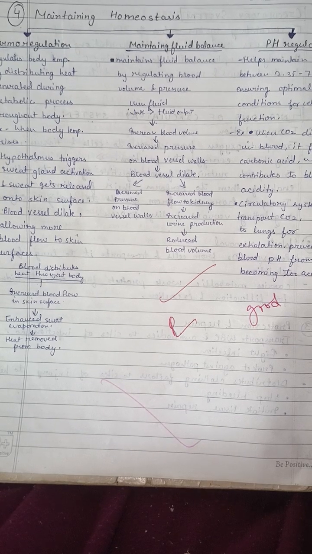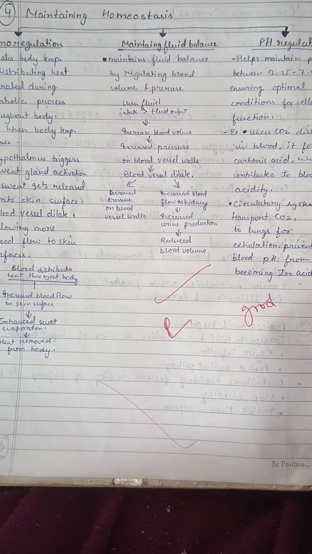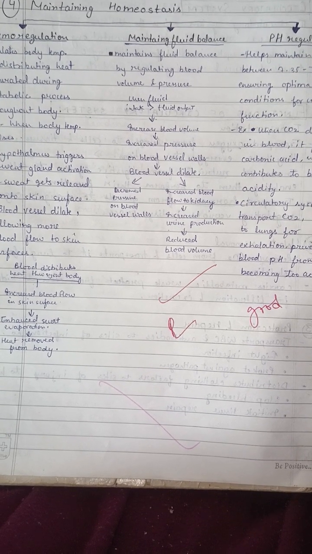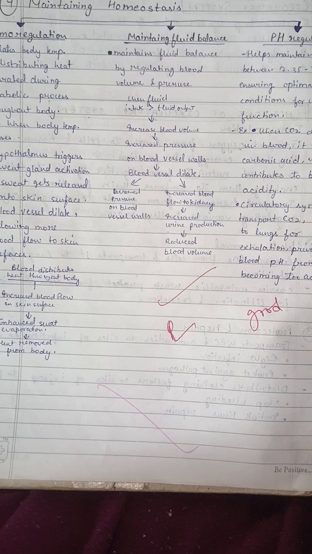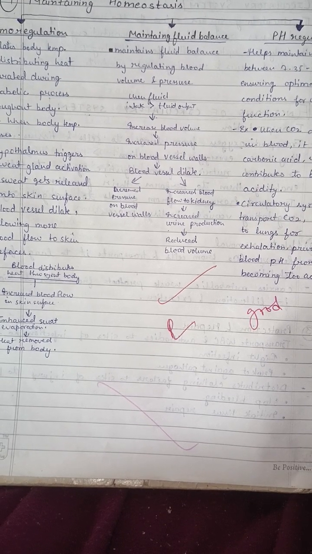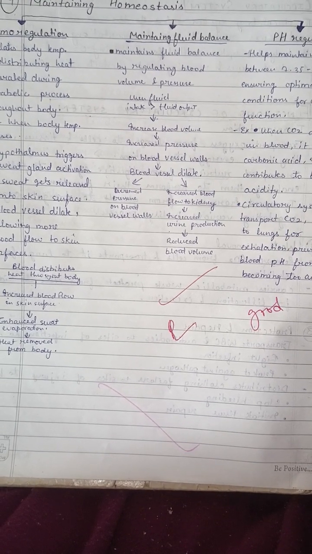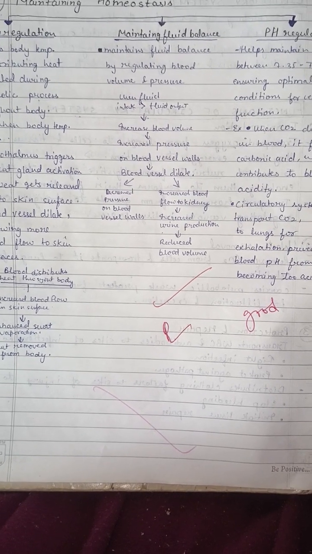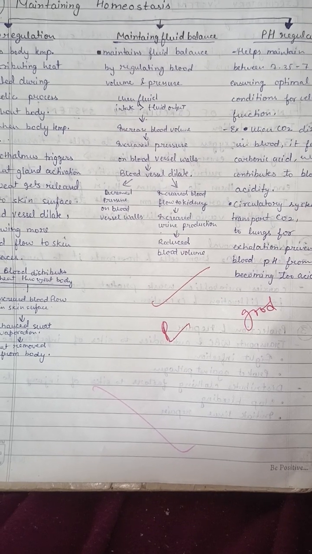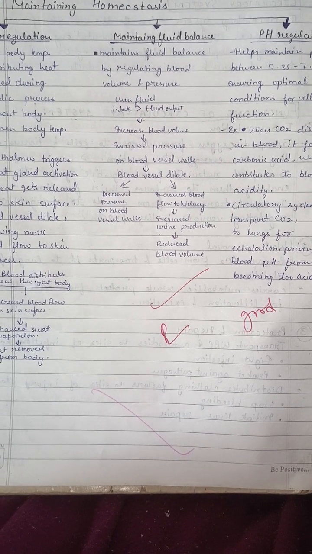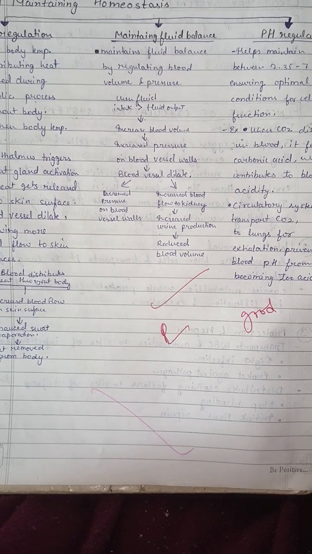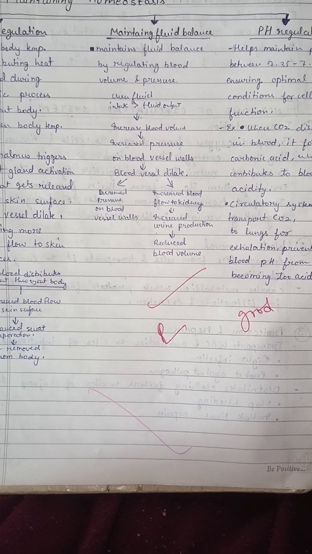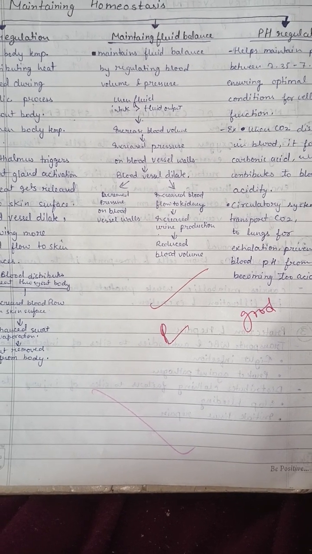Now the second process is maintaining fluid balance. In our blood there are many fluids and electrolytes present. When blood volume increases, the blood pressure also increases. When blood pressure increases, the blood vessel walls dilate, and it can increase or decrease pressure, which affects kidney output and urine production. That is maintaining fluid balance.